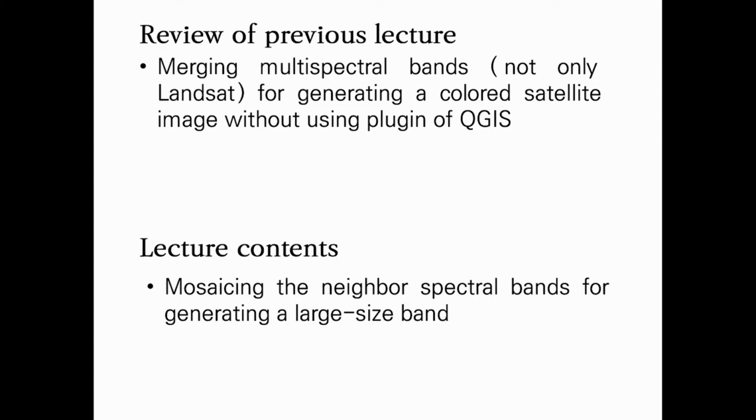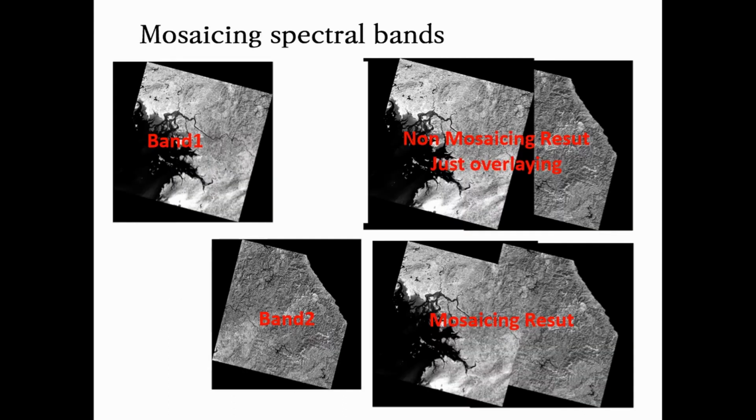GDAL library for doing this job. And in this lecture, we will learn the process of mosaicing the neighbor spectral band for generating a large size band. Okay, let's see the mosaicing of the spectral band. For example, it's band 1. The first band is this area, and band 2 is another area, right? But a very near neighbor area, not the same, and the overlapping area is quite big, right?